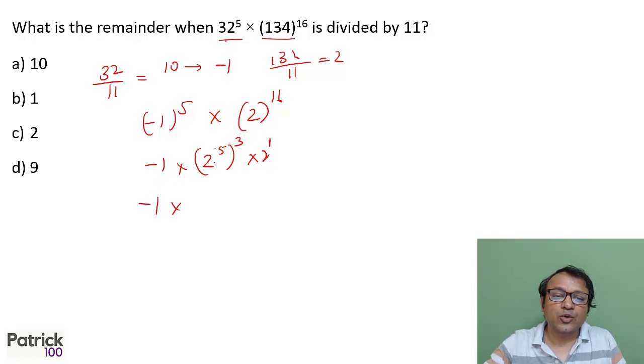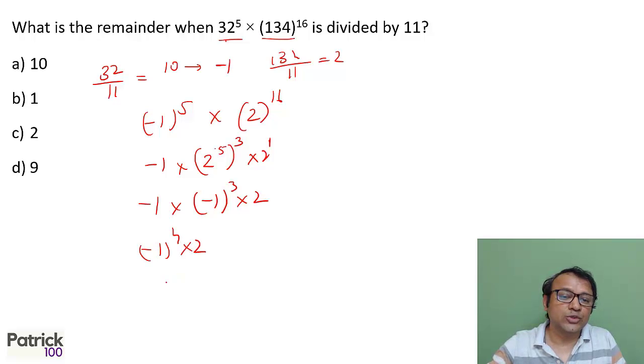So, 2 raised to 5 is 32, and 32 divided by 11 gives a remainder minus 1. So minus 1 cube into 2, which comes to minus 1 raised to 4 into 2, which will give you 2 as the remainder.